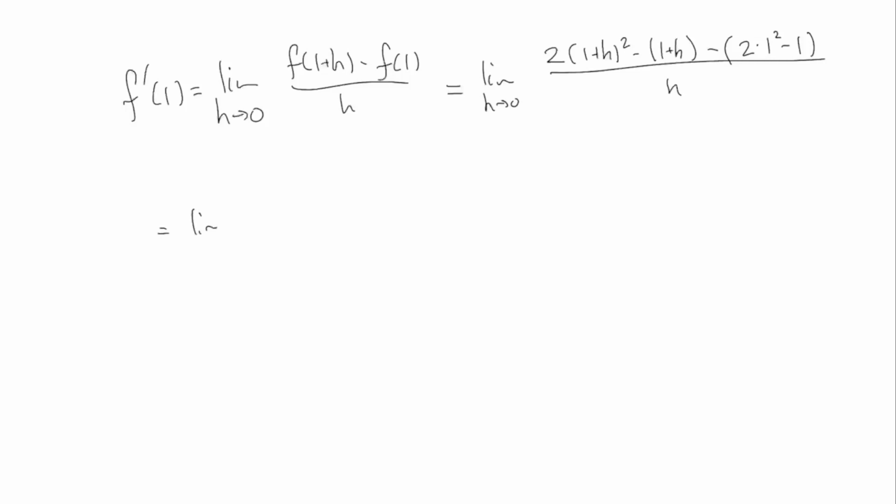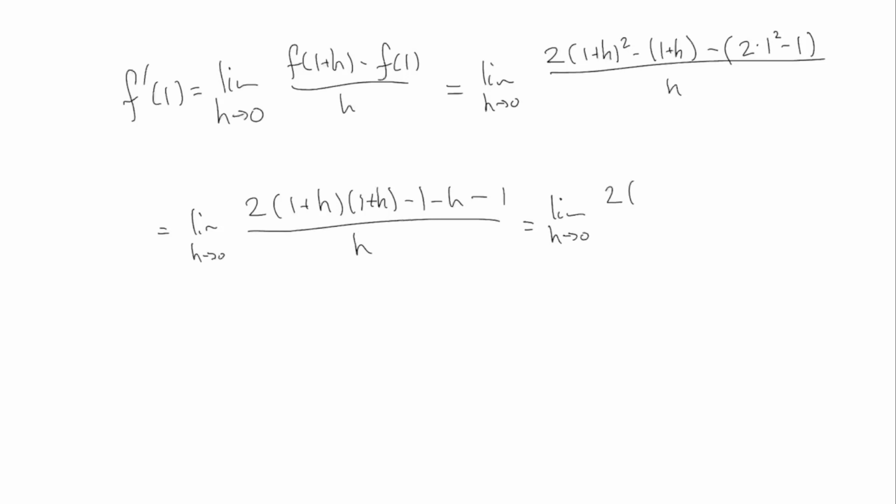Next we should do the FOIL on the 1 plus h, since I don't see much else to do in this step. So I have 2, which I'll deal with later, times (1 plus h)(1 plus h). And then I'll distribute this minus sign: negative (1 plus h) is minus 1 minus h. I hope you didn't forget those parentheses. And then minus some stuff in these parentheses. Let's just do the numbers here. 1 squared is 1, so this is 2 times 1 minus 1. That's 1, if you do your order of operations properly. All over h.